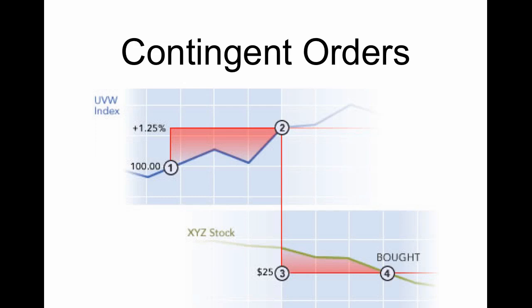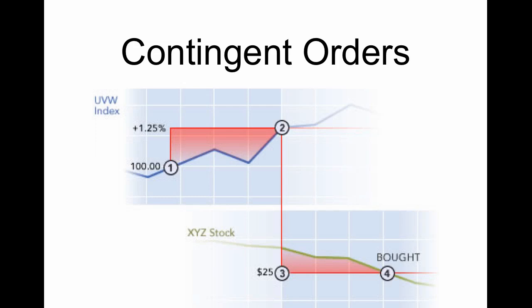So the first one we're going to take a look at today is just the regular contingent order, and this is one where you have an index or a stock or whatever you want to trade, and you place a contingent order to either buy or sell the security. So in this case with the UVW index, let's say that you buy the index at $100. What you're going to do is place a contingent order to sell whenever you get a 1.2% profit. So that's automatically going to trigger a sell signal, and you're going to sell out of your index.